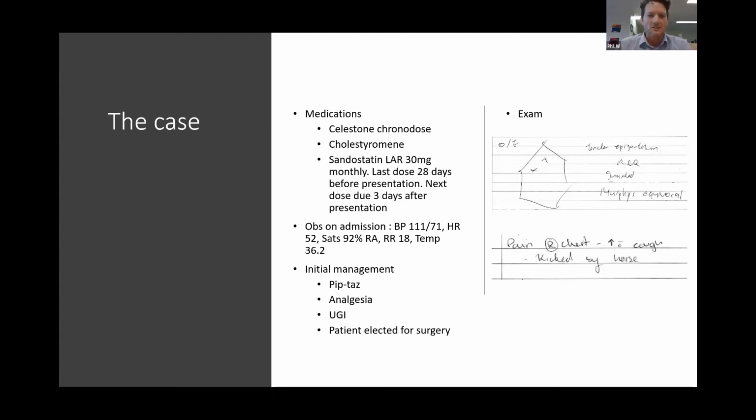His observations were largely stable on admission, and he was initially managed with antibiotics and analgesia. We spoke to the upper GI team here to discuss the options for the patient. On examination, he was very tender in the right upper quadrant. It was also noted that he was recently kicked by a horse on the right side of the chest, and he was still experiencing some pain associated with that. We gave the surgical options for the patient. We didn't have a clear diagnosis at the time. We thought it was possibly cholecystitis, but difficult to say in the context of the liver lesions. But the patient elected to go ahead for surgery.